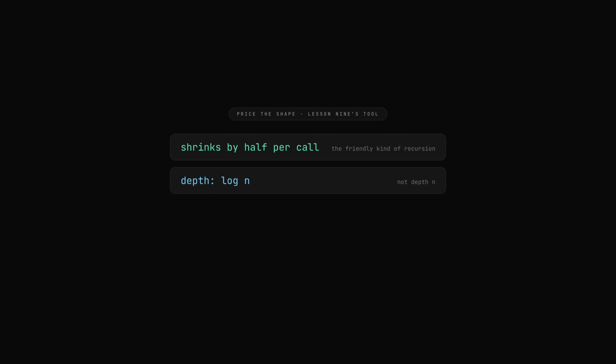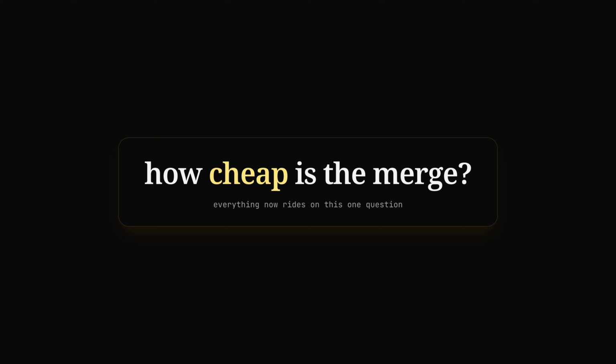And before we run it, price the shape, because lesson 9 taught you how. The problem shrinks by half per call. That's the friendly kind of recursion. Depth log n, about 20 frames for 1 million elements. Harmless. So everything, the entire algorithm, now rides on one question. How cheap is it to merge 2 sorted halves?